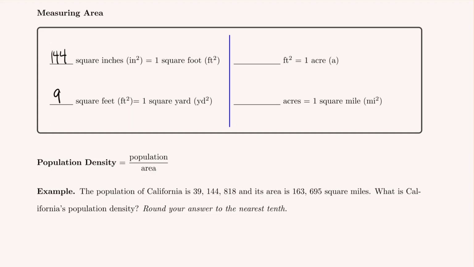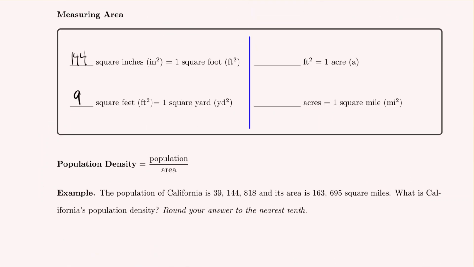9 square feet is equal to 1 square yard. 43,560 square feet is equal to 1 acre of land. And then 640 acres is 1 square mile.